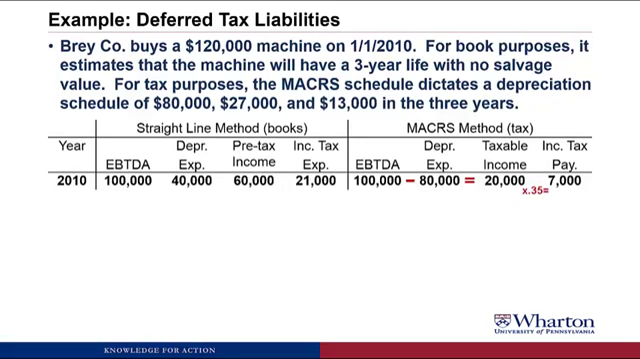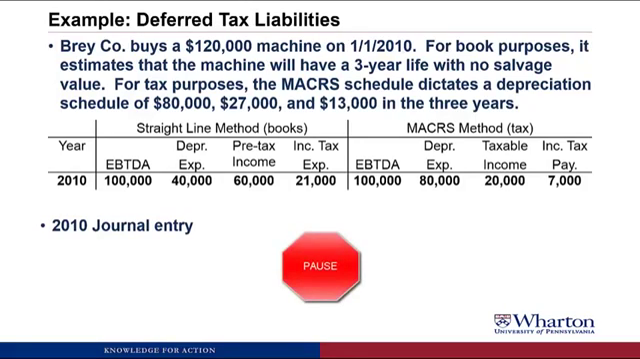So income tax payable is what we're going to eventually have to pay the government based on the maker's depreciation schedule. So now I'm going to put up the pause sign and have you try to do the journal entry to record income tax expense, income tax payable, and the difference between the two.